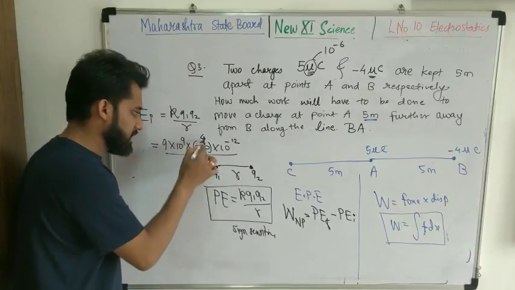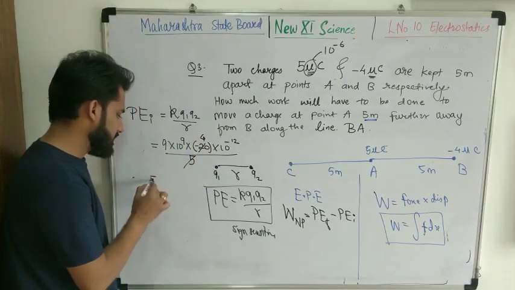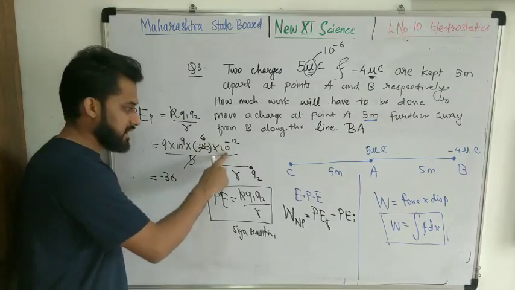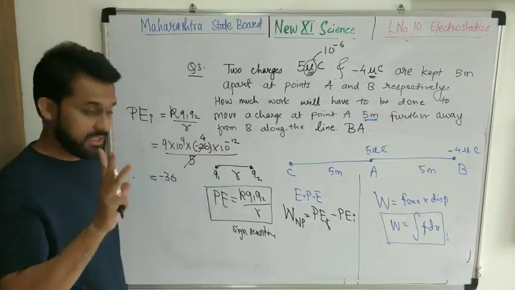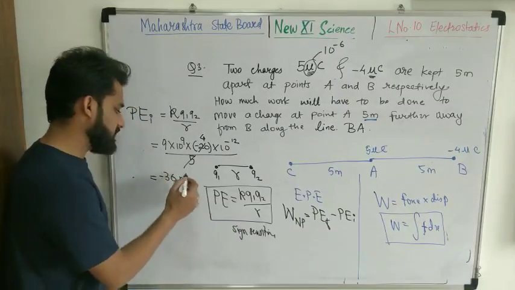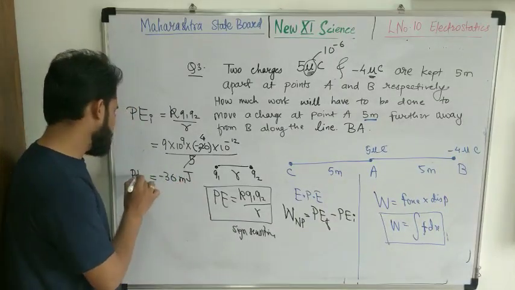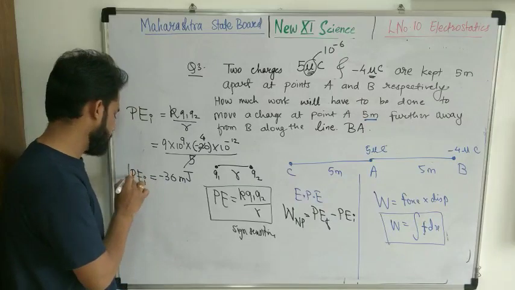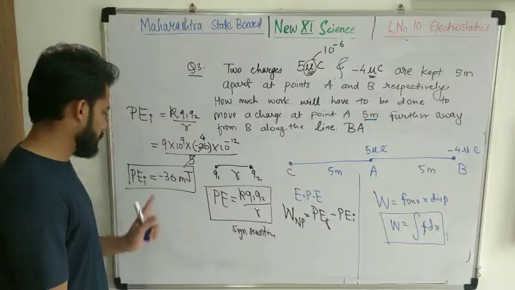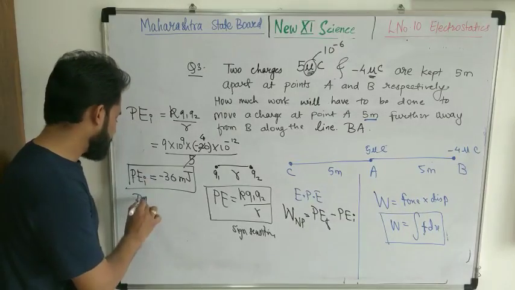5 4s are 20 and 9 4s are 36. So it comes out to be minus 36, times 10 raised to 9 and 10 raised to minus 12, which is 10 raised to minus 3. 10 raised to minus 3 is milli, and as it is energy, joule. This is the potential energy of the system initially. We are interested in the difference, so for that we need to calculate the final potential energy.